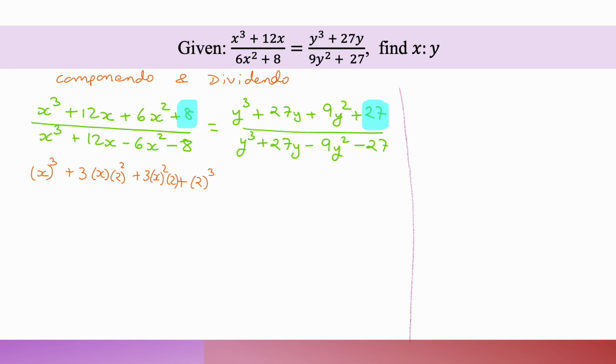Similarly, in the denominator, if we see these terms, the terms are the same, only the signs are different. The two signs which are different are negative 3 into x square into 2 and minus 2 cube. So this becomes the identity of (a minus b) whole cube.